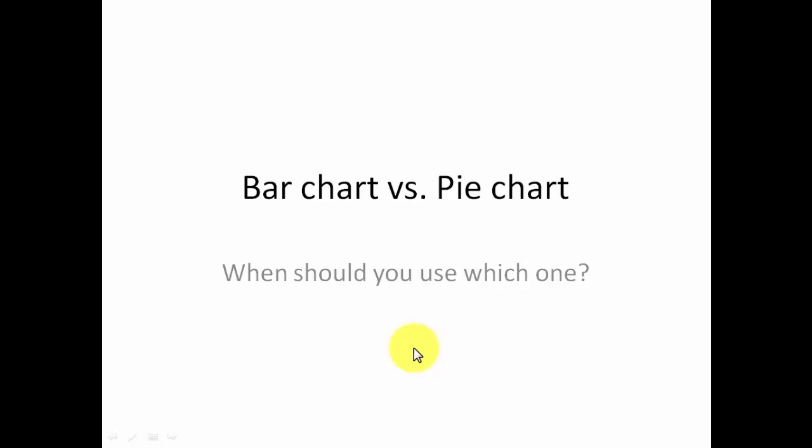We're going to discuss when you should use a bar chart versus a pie chart. We have these two great displays of qualitative data, but the question is, when is one more preferable over the other? And I'm hoping to show you a brief example to illustrate this.